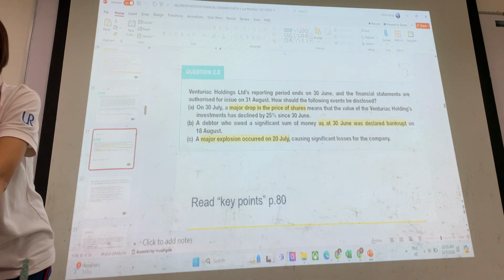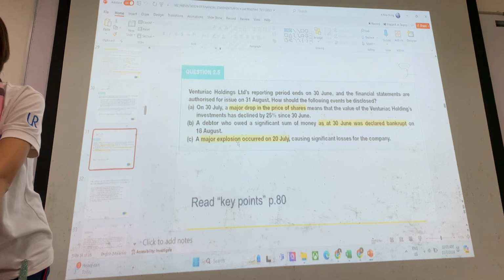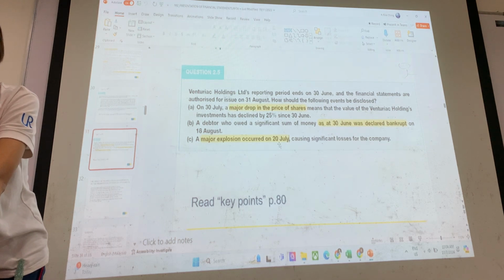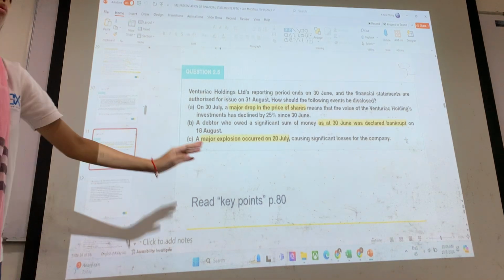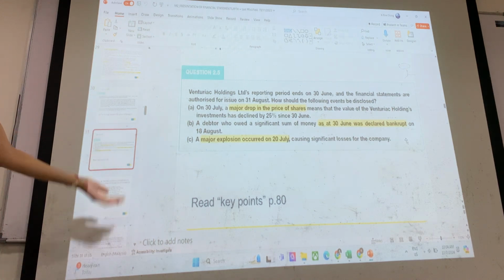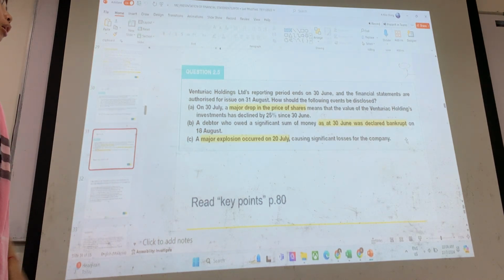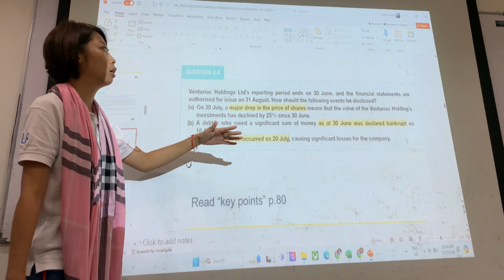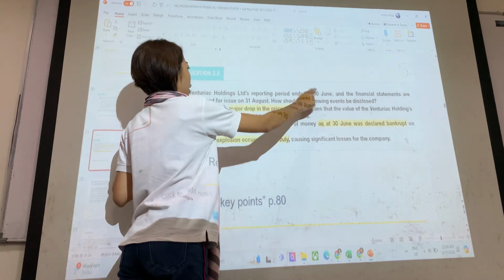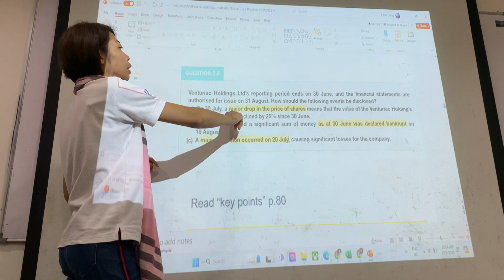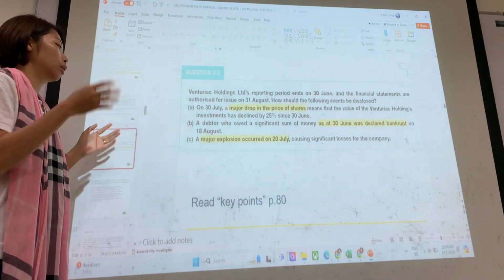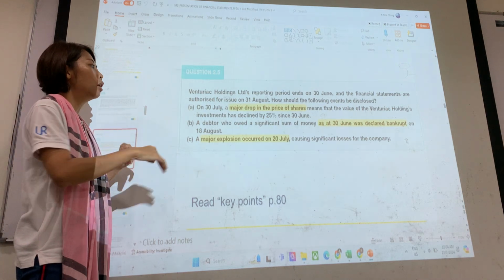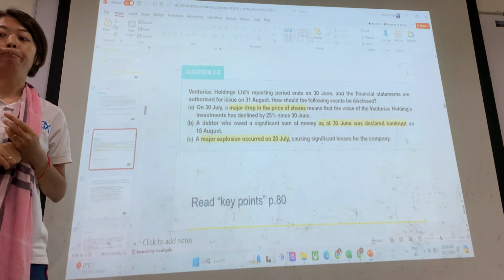Then the third one is a major explosion that occurred on 20th of July. It causes significant losses for the company, and the company has to spend a lot of money to do a lot of repair, or clean up the place and so on. Now this happened after the reporting period. In between, it is IAS 10, but this thing happened after. So whatever disaster, like water flood, fire, explosion, all these are non-adjusting events.